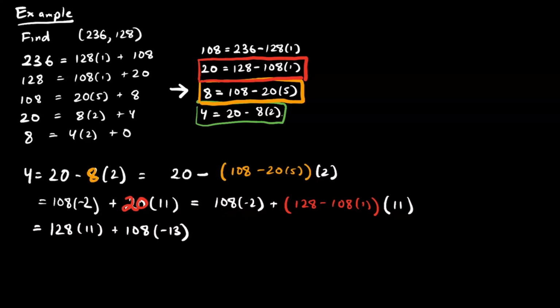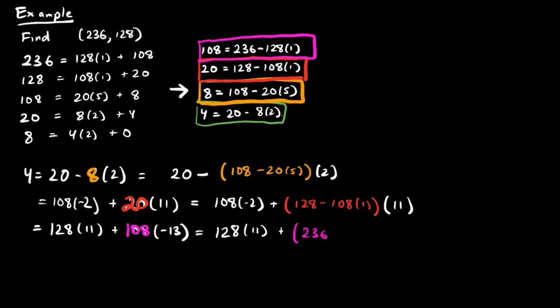Okay, so now we've written 4 in terms of 128 and 108, and the last thing we'd like to do is to rewrite this 108. So I'm going to take this 108 that we have here and just replace it with this top equation. All right, so let's do that. So 128 times 11 stays as is, and the 108 is going to get replaced by 236 minus 128 times 1. And then I'm going to have this negative 13 over here.